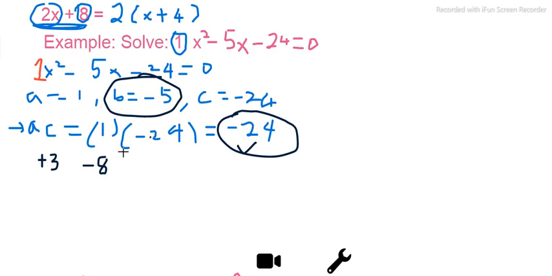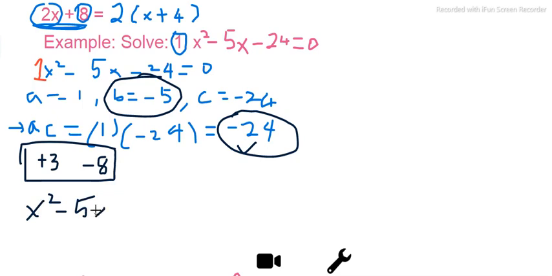Do you understand that? Since we are able to pick these factors out of the numerous factors of minus 24 that satisfy this, we will now replace the minus 5x in the equation with the plus 3 and the minus 8. So we will write the equation again: x squared minus 5x minus 24 equals 0.